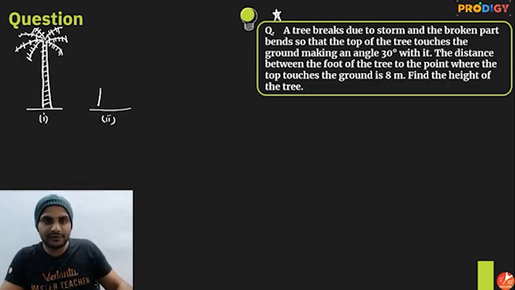So the tree is something like this. Now see, suppose from here the tree got broken, and the remaining part of the tree is broken and has fallen down over here like this. Okay?